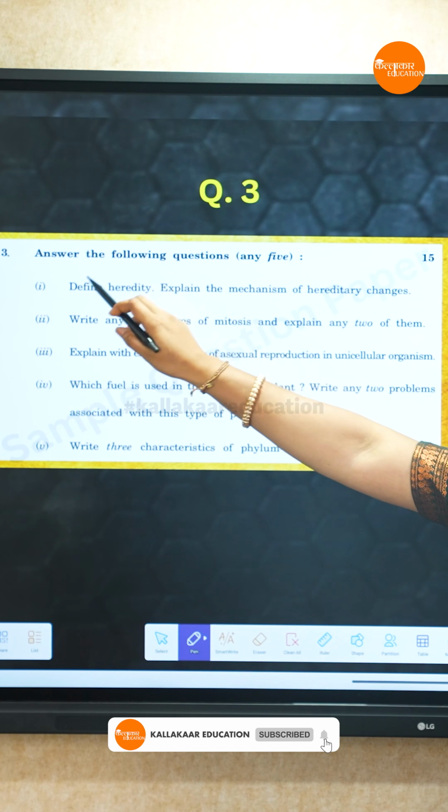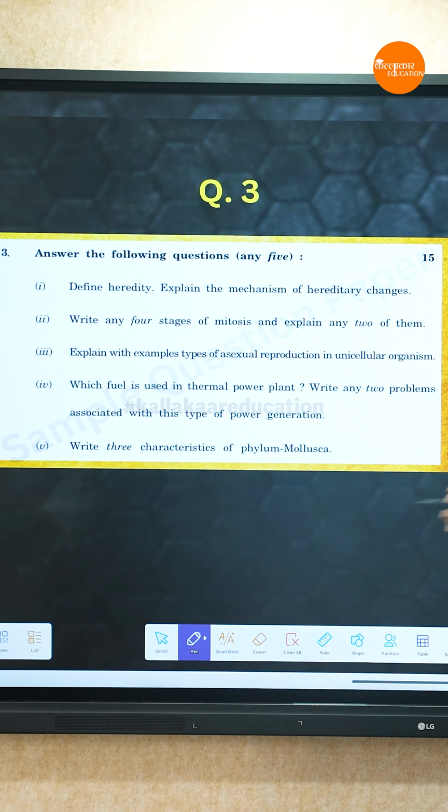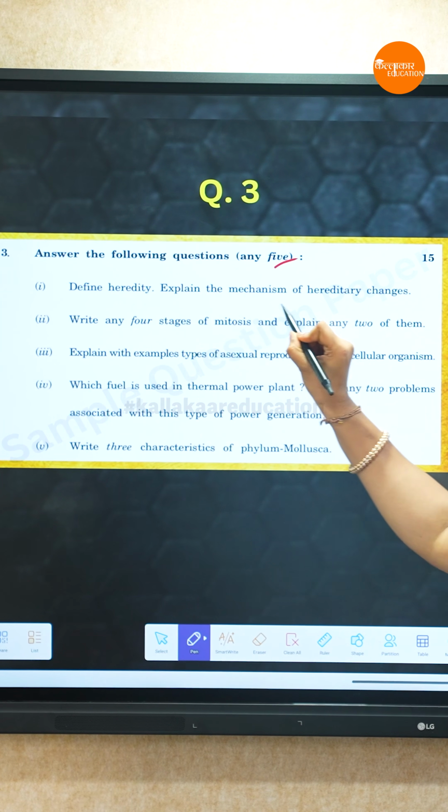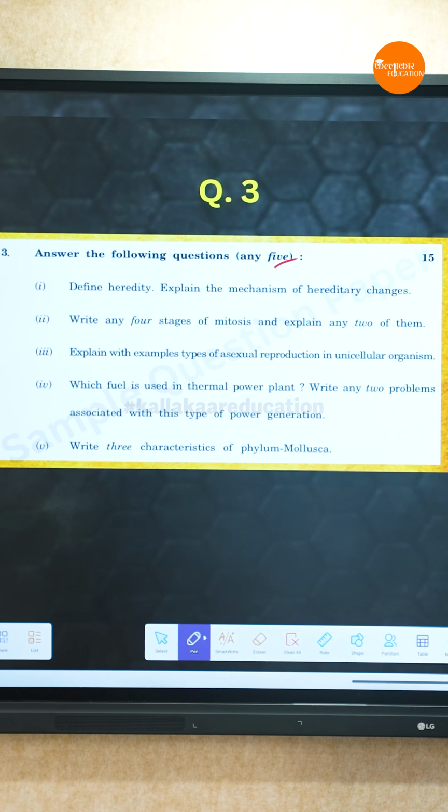Question number 3. Answer the following questions. In that you have to attempt any 5 questions. First question. Define heredity. Explain the mechanism of hereditary changes.